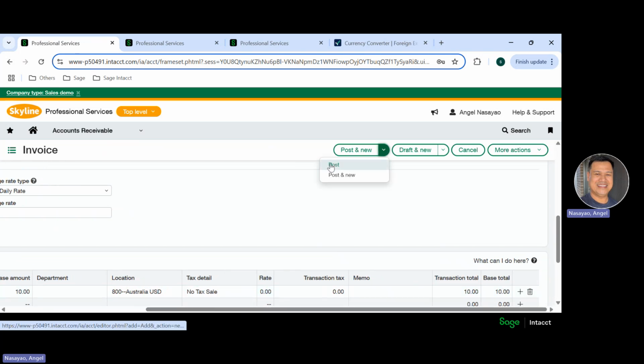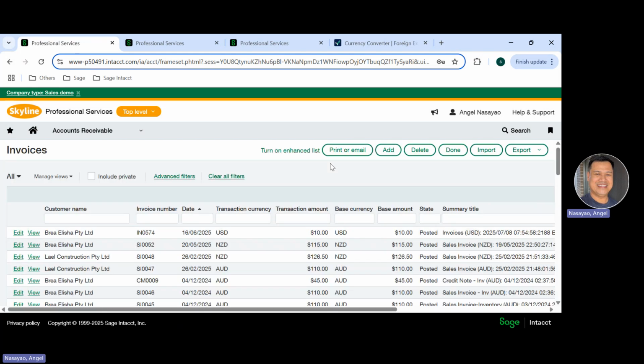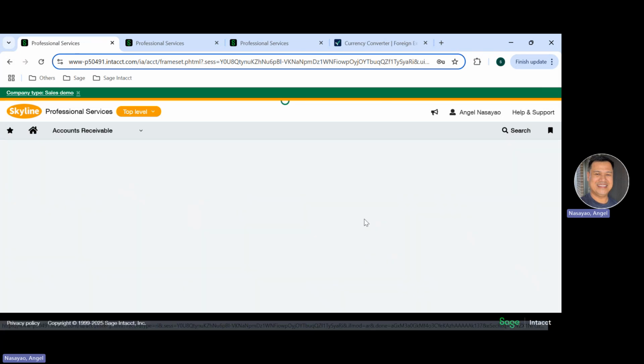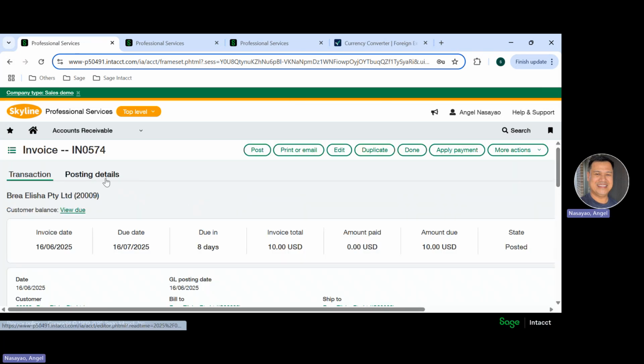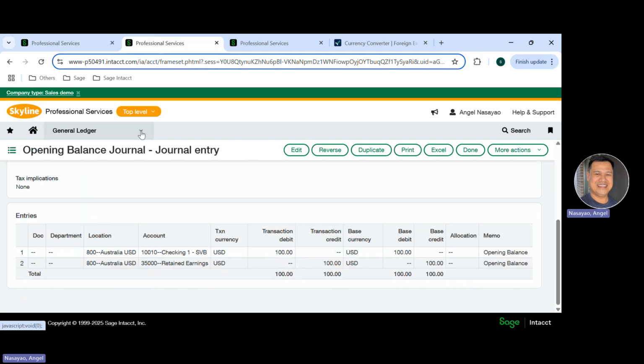So remember, we have transactions for entity 800. One is the opening balance for accounts receivable and retained earnings as of 31st of May 2025, and we have this transaction on an AR invoice, which should be posting to accounts receivable as well, in USD, which is 10, and other income, which is a P&L account, for 10 US dollars. Okay, and let's have a look at the consolidation book.